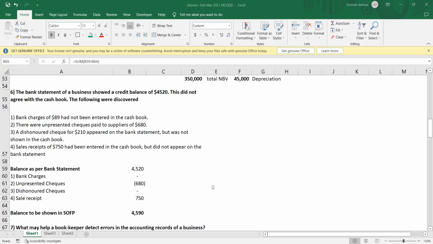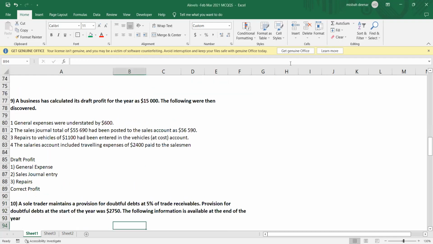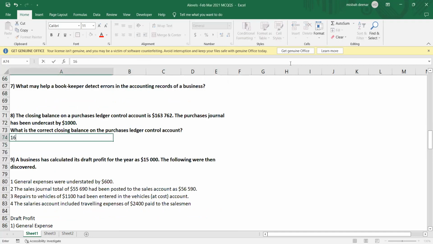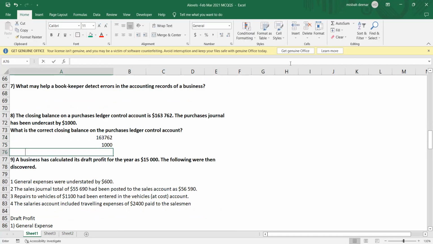Then moving on to question number 8. The closing balance on the purchase ledger control account is this. Purchases undercast by 1000. If it has been undercast by 1000, should it be increased by 1000? So if I add to my working 163762 and add 1000, the answer is 164762.